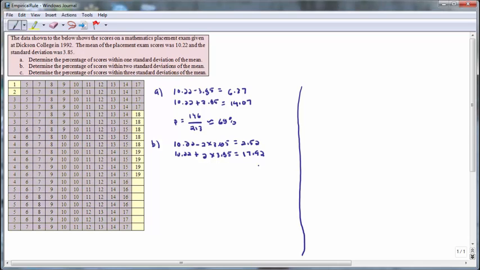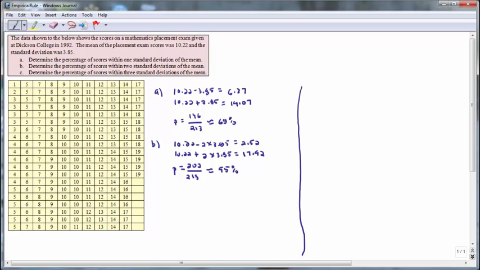In terms of our placement exam scores, this would include all the scores from 3 through 17, again shown in purple. I can calculate the percentage of those scores. So if I count up the number of scores, I would find that there are 202 scores in this range. If I divide by the total of 213, I find that approximately 95% of the scores are within two standard deviations of the mean.